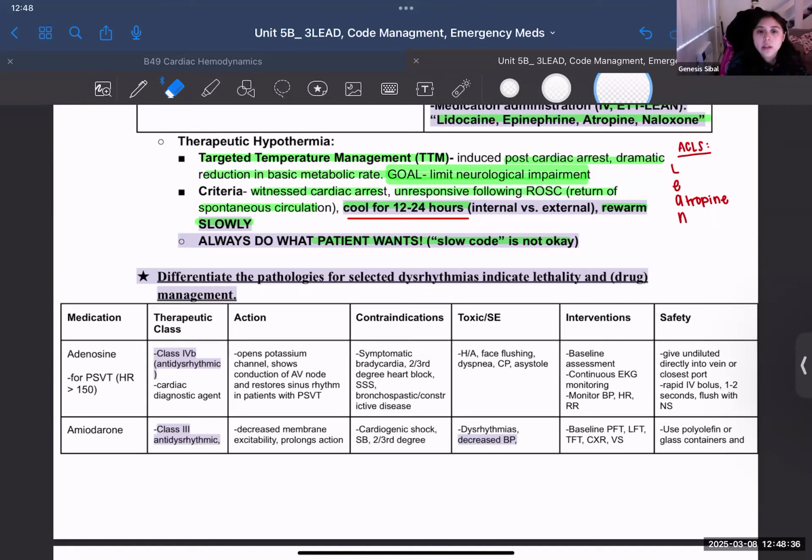So this is what targeted temperature management is. We want the body in homeostasis. Really, we want to cool them for 12 to 24 hours. You can do it internally or externally, and you rewarm them slowly. And for ACLS, you need to be able to know this as well.